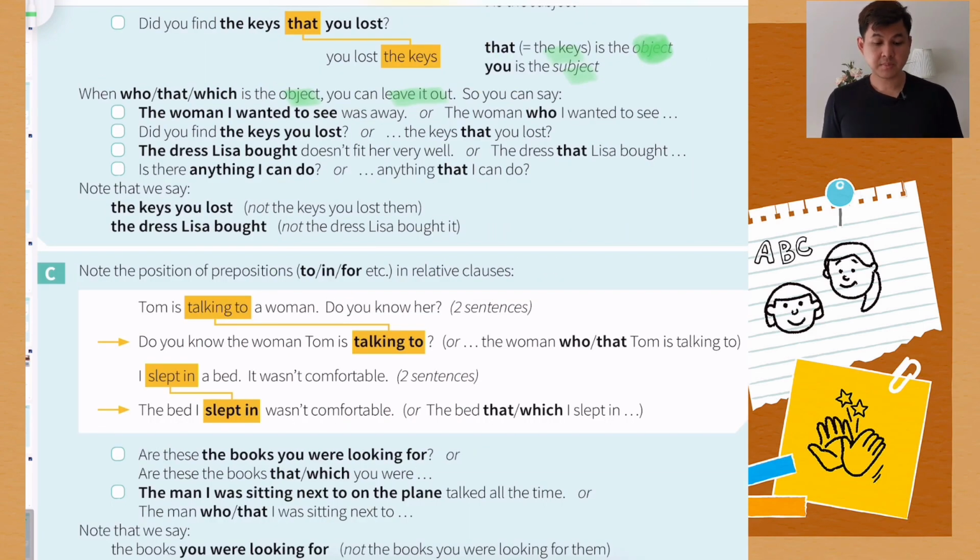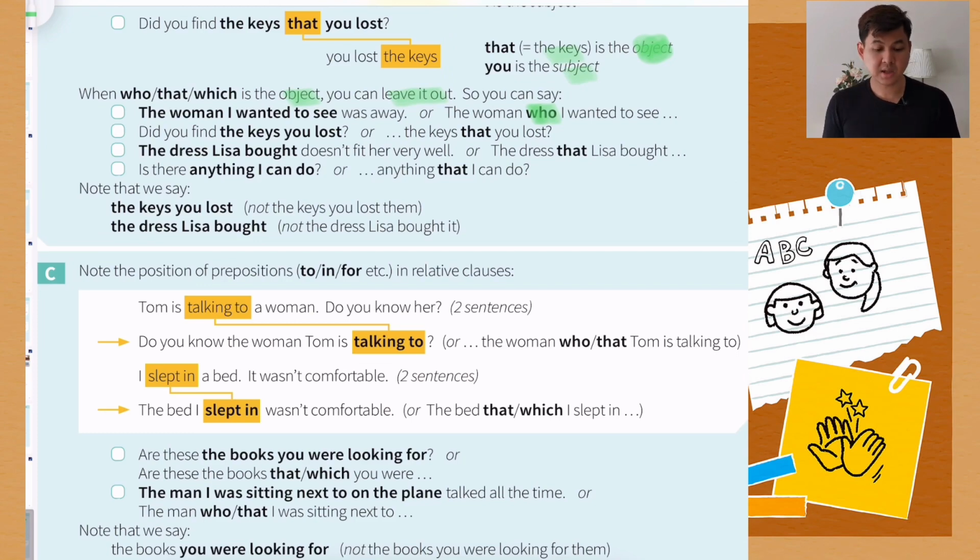Let's have a look at the examples. The woman I wanted to see was away. Or you can say, the woman who I wanted to see was away. You can put who or you can leave who out. It's okay. Both are fine. Did you find the keys you lost? Or you can say, did you find the keys that you lost? The dress Lisa bought doesn't fit her very well. Or another way you can say, the dress that Lisa bought doesn't fit her very well.